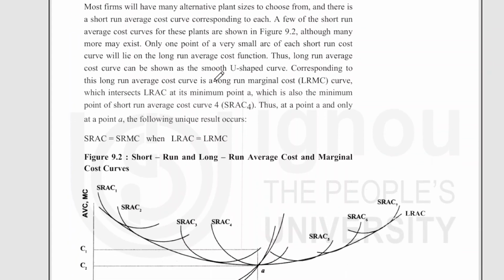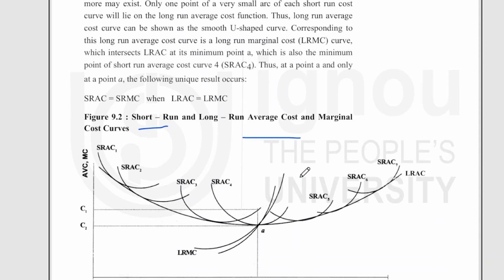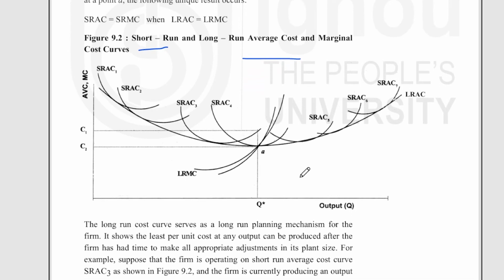And the firm will have many alternative plant sizes to choose from, and there is a short run average cost curve corresponding to each. So a few of the short run average cost curves for these plants are shown in the figure. Here is figure 9.2, that is short run, long run average cost and marginal cost. So please refer to your study material.